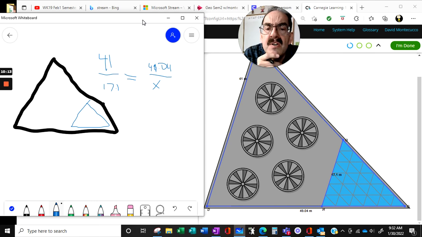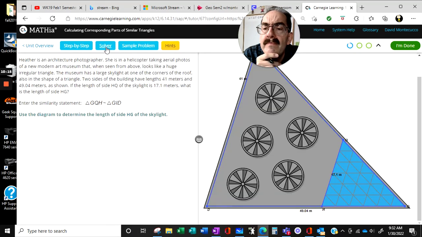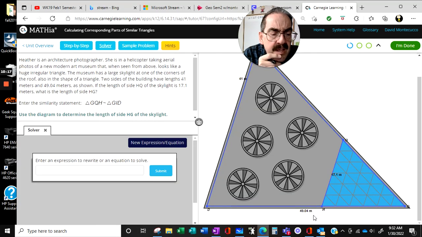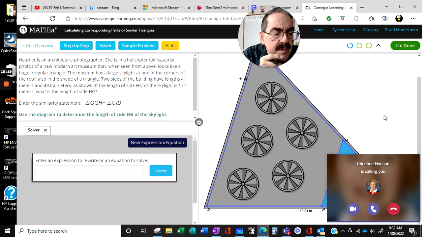So let's get our solver tool out. And what are we looking for? Uh-oh. I'll come back and finish this in a little while. Thanks.